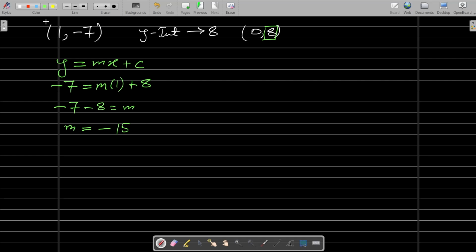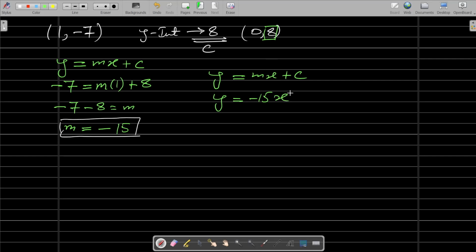As soon as I have my value of m right here, and I have my value of c right here, all you can do is now just apply y equal to mx plus c. y will be copied the way it is. The value of m is negative 15. The value of x won't be replaced, you don't have to replace anything over here. x will be copied the way it is, and the value of c is 8. So this is the equation of my desired line.